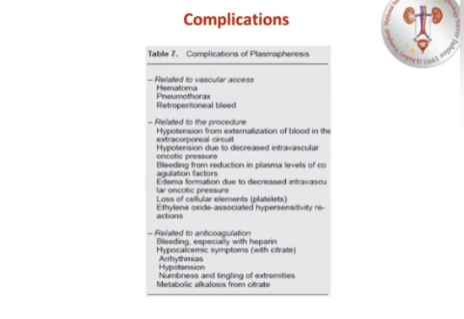Bleeding from reduction in plasma levels of coagulation factors. Edema formation due to decreased intravascular oncotic pressure. Loss of cellular elements, platelets, ethylene oxide associated hypersensitivity reactions. And related to anticoagulation, we have bleeding, especially with heparin, hypocalcemic symptoms with citrate, arrhythmias, hypotension, numbness and tingling of extremities, and metabolic alkalosis from citrate.